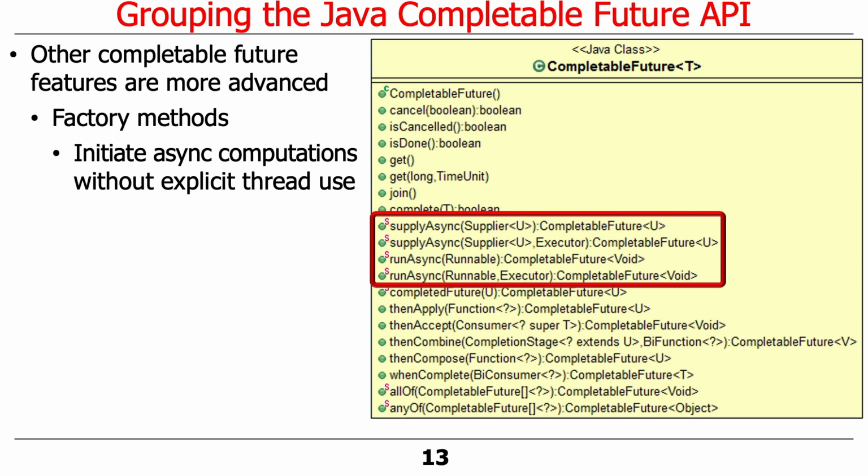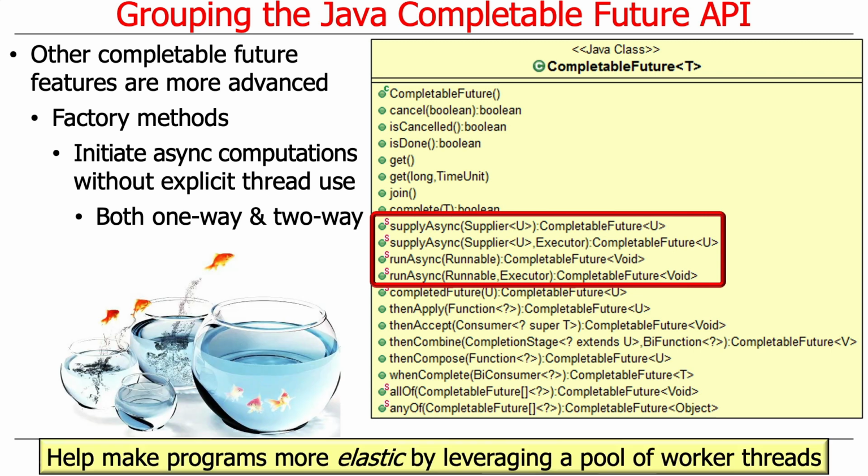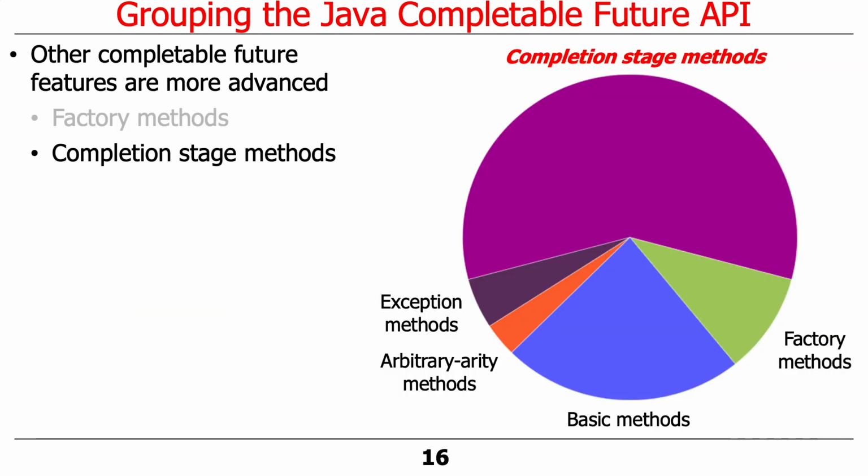We'll walk through the code. And there are 4 methods here that are used to provide asynchronous factory operations, both one-way and two-way operations. Most commonly, you do two-way operations, so the supplyAsync methods are much more common than the runAsync methods. If you think back to the underlying reactive programming principles, factory methods like these help to make your programs more elastic by leveraging a pool of worker threads, which are managed for you behind the scenes.